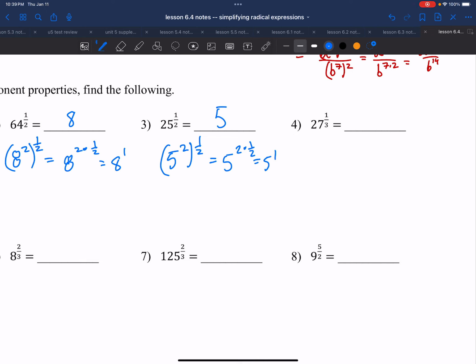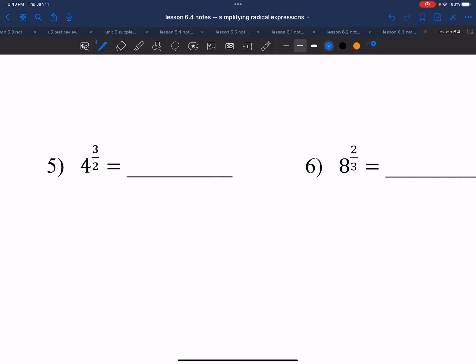Now, 27 to the 1/3. You see, 27 is not a perfect square. But I wouldn't really want to use that anyway, because I'm trying to get rid of this 1/3. What would you multiply 1/3 by to get 1? You'd multiply by 3. So 27 is special. It's different from perfect squares in that it is a perfect cube. 3 cubed is 27, and 3 cubed to the 1/3 is 3 to the 3 times 1/3, which is just 3 to the 1. And so I get a 3. Oh, this is great. You start to see a pattern, maybe.